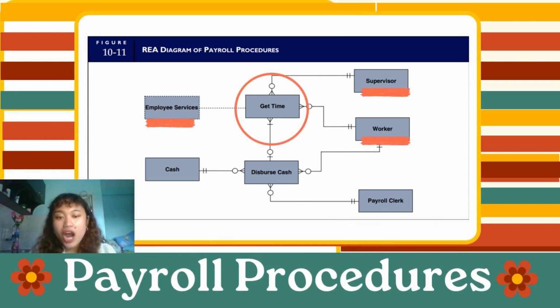Next diagram. The REA diagram in Figure 10-11 outlines Apex Supply's payroll procedure. It contains two primary economic events. First, get time, and second, disburse cash.